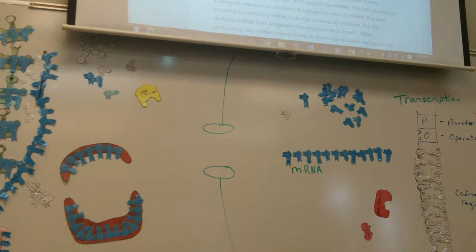Does that determine what ribosome they go to? No, they can go to any ribosome, but the length of the tail determines how many times it can go through the ribosome.